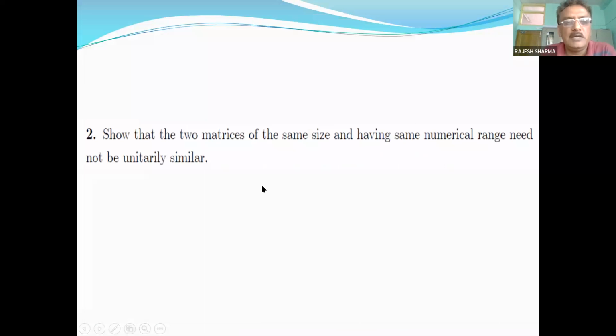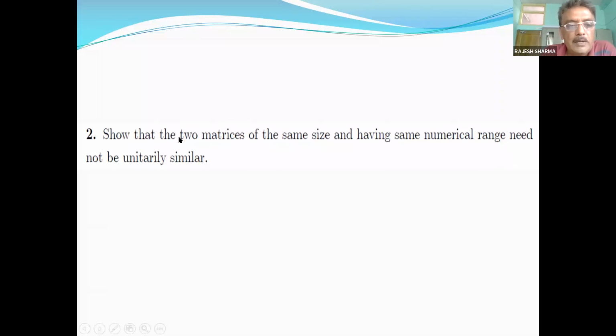Now we have just discussed that the numerical ranges of 2 by 2 unitarily similar matrices are the same. This is true for n by n: if two matrices are unitarily similar, then their numerical ranges are the same. Conversely, if numerical ranges are the same, then for 2 by 2 matrices, they are unitarily similar. That we have proved in this talk.